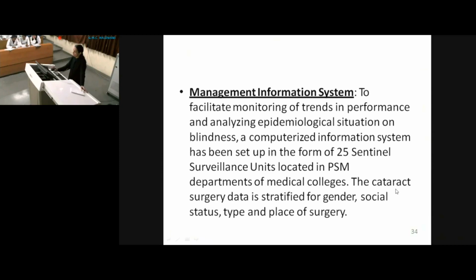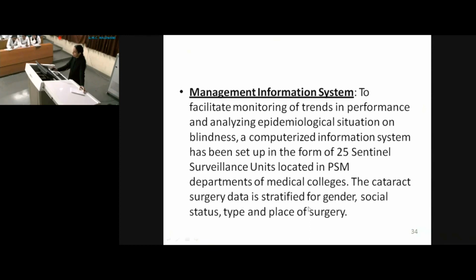Management information system is to facilitate monitoring of trends in performance and analyzing the epidemiological situation on blindness. A computerized information system has been set up in 25 sentinel surveillance units initially.